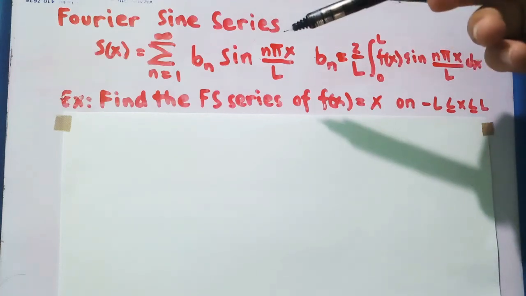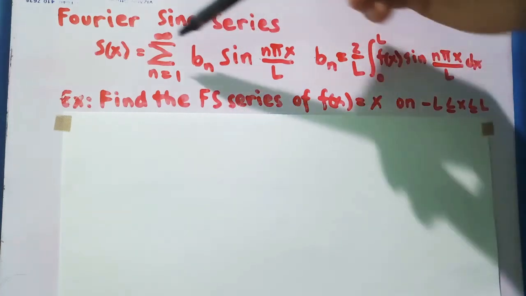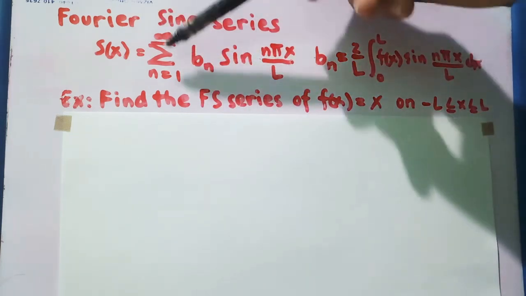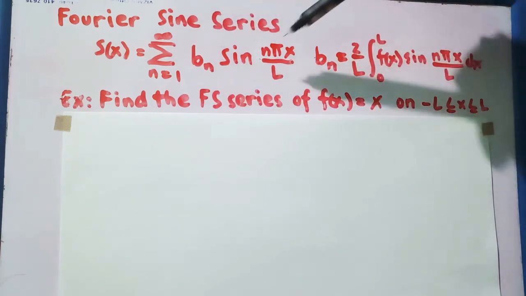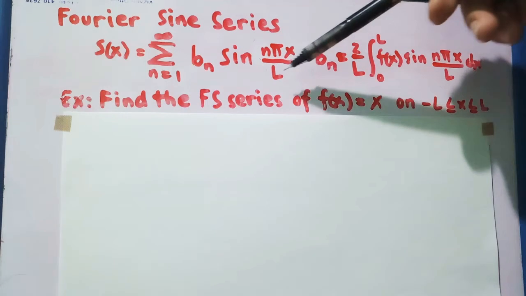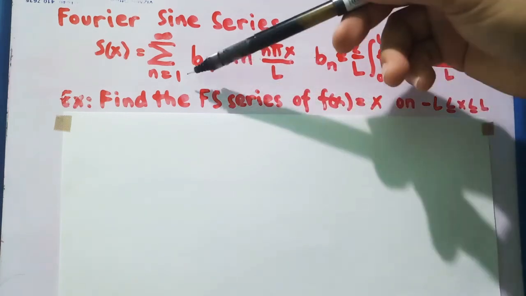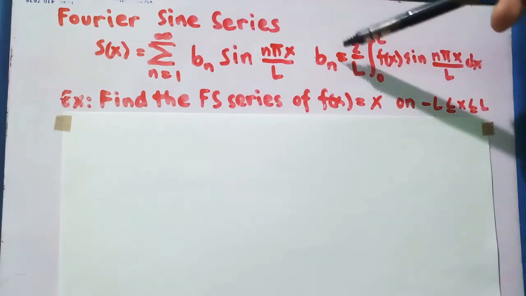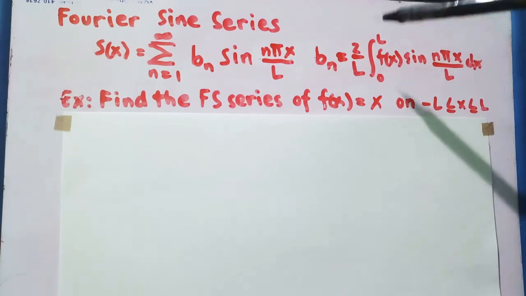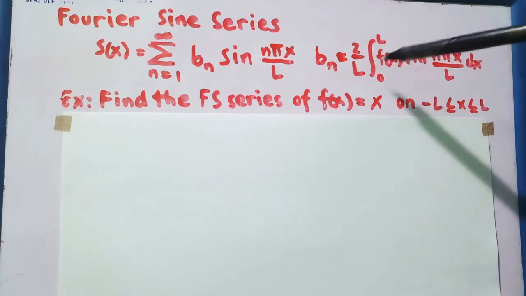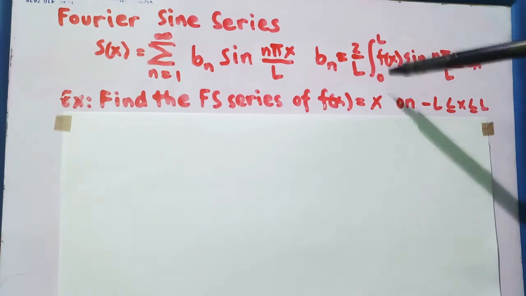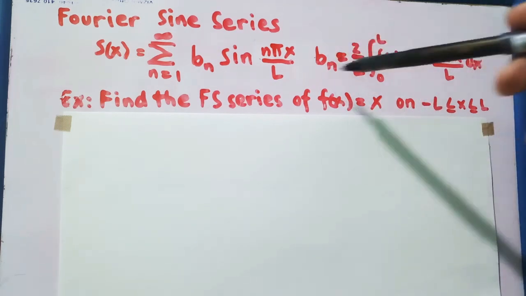We have here a Fourier sine series example. Our general formula of the Fourier sine series is S of x equals the summation of b sub n sine n pi x over L, wherein n goes from 1 to infinity. And then this b sub n is our sine coefficient, which is equivalent to 2 over L times the integral of f of x sine n pi x over L dx, with limits from 0 to L. So this is our sine coefficient.